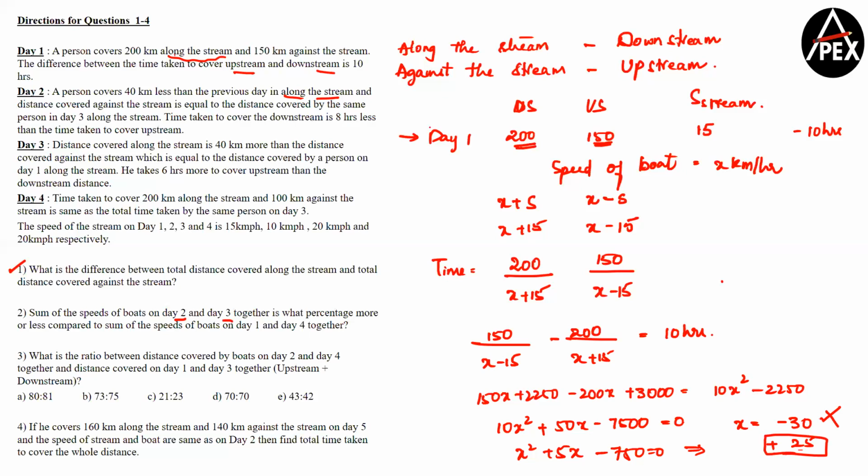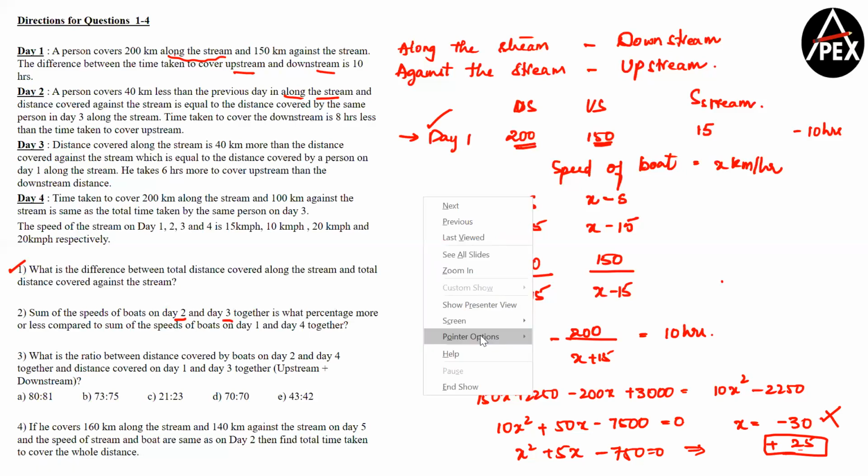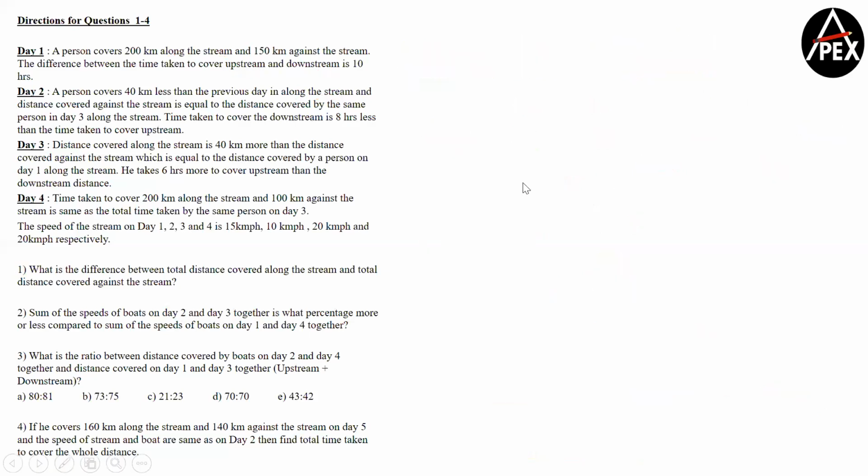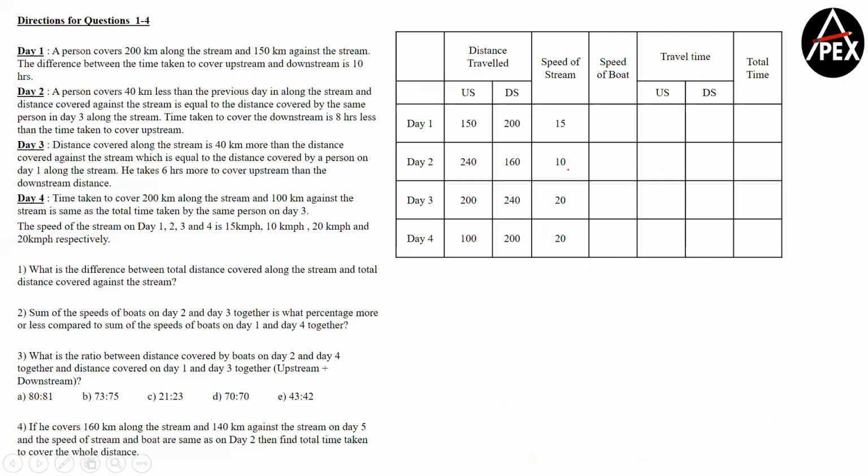We have calculated the speed of boat for day 1. In the same way, you will calculate the speed of boat for day 2 and day 3. Clear? Now, the speed of boat on day 1 will be 25. Then the speed of boat on day 2 will be 30. On day 3 it will be 40.